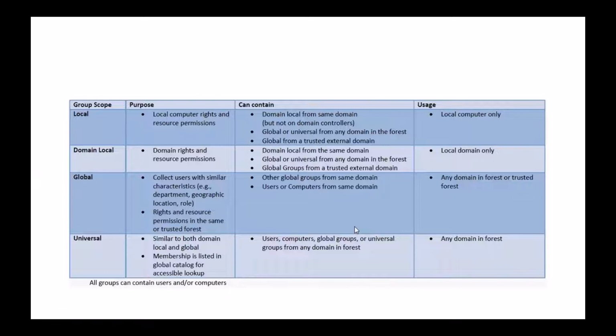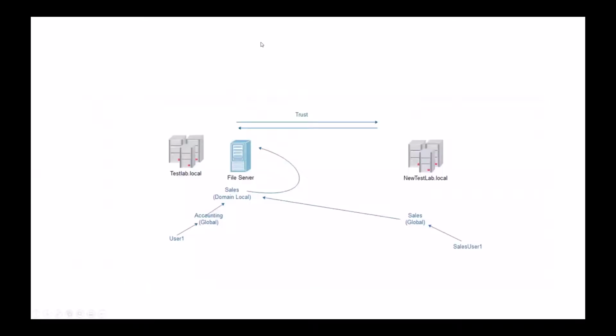So the way that we would take advantage of that would be in a situation like this, for an example. So we have a two-way trust between two organizations. So we've got this new organization that wants to be part of our organization here. So we have this organization here called newtestlab.local, and they need to access resources over here on the testlab.local. So they've got their sales user one here. They're part of a global group in this group over here, but they need to have access to this file server over here to access resources on it.